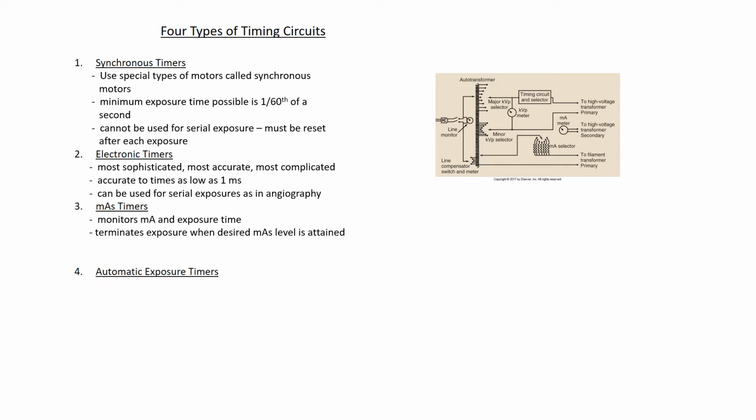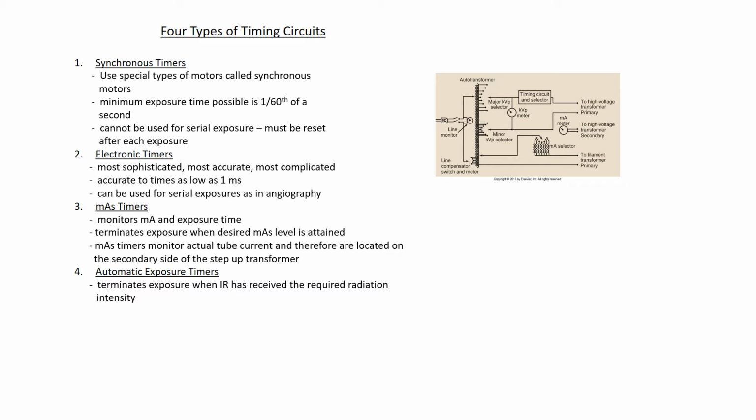They terminate the exposure when the desired mAs level is attained. And mass timers monitor the actual tube current, which is that flow of electrons from the filament to the anode. And therefore, they're located on the secondary side of the step-up transformer. So mass timers are a little bit different. They're located on the secondary side of the step-up transformer. And automatic exposure timers terminate the exposure when the IR has received the required radiation intensity, whatever that is based on the anatomic part that you set up that you're X-raying.